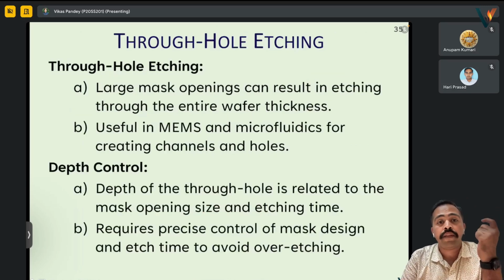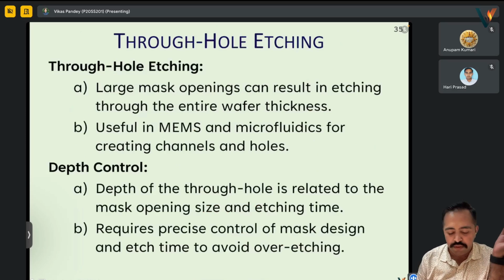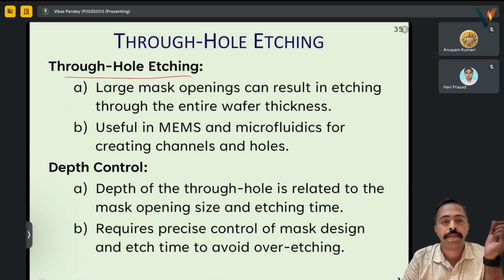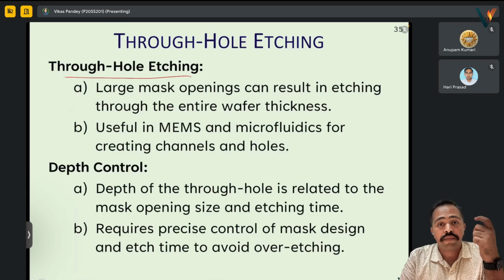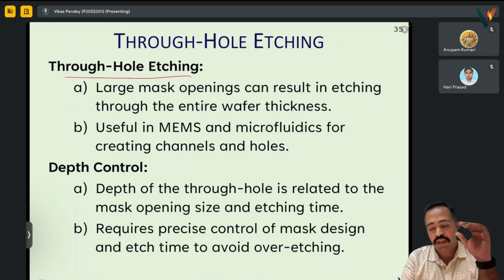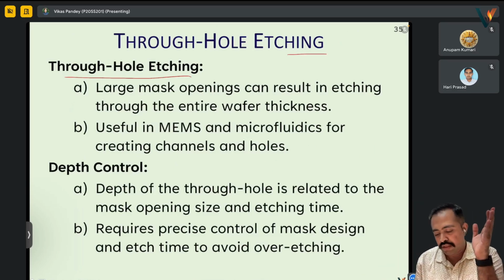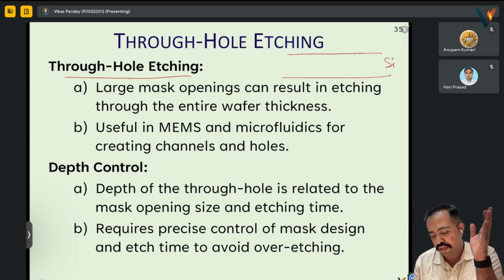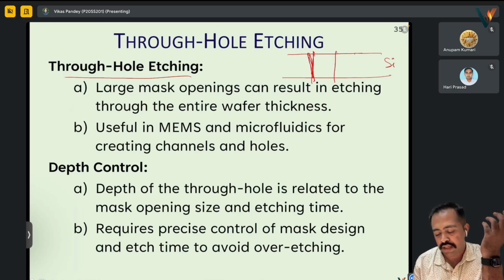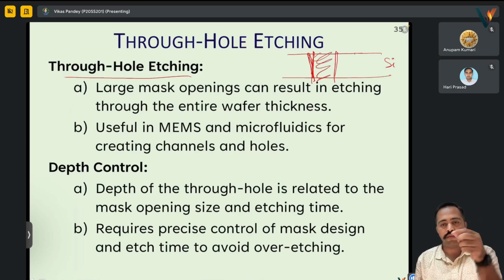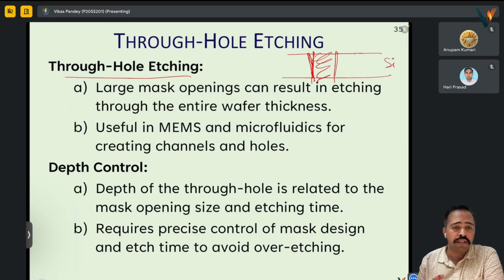Then sometimes we might need to go for through hole etching, where we want a hole to be created. There is a silicon wafer and ideally we want it to be etched out in this region and create a hole. Okay, it can be useful for MEMS and microfluidics.